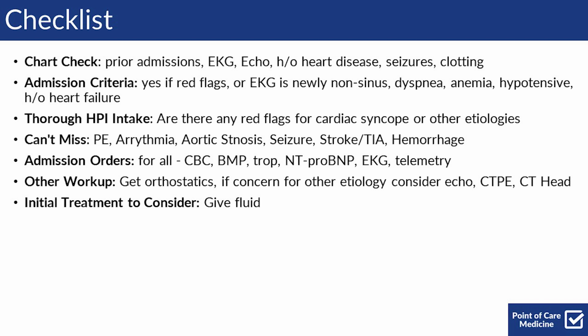Whenever you're putting in admission orders, before even seeing the patient, everyone's going to get a CBC, a BMP, a troponin, an NT-proBNP or a BNP, an EKG, and most likely telemetry. Once you see them, you should be asking yourself whether you've gotten orthostatics, which we'll go over in a bit. You should also be thinking about those red flags and whether this patient needs an echo, a CT-PE, or a CT head. And almost everyone's going to get some fluid at some point as long as they can take it.